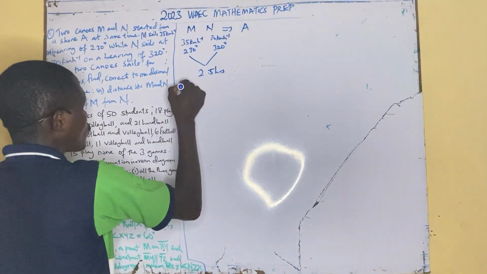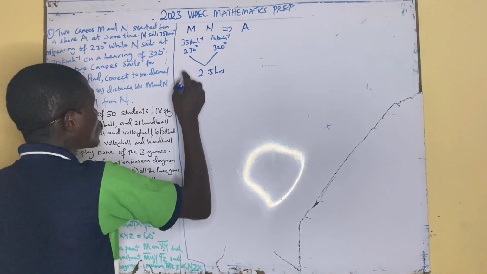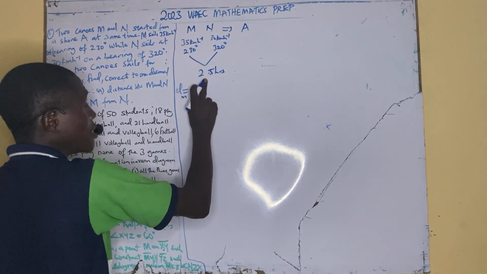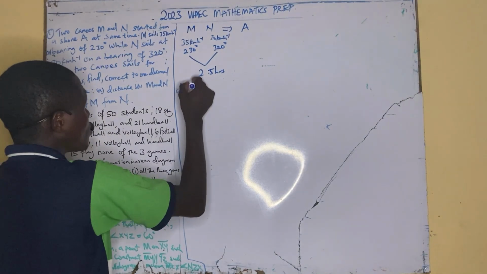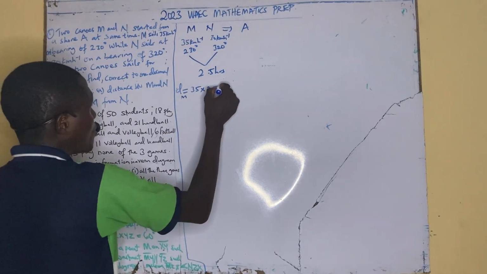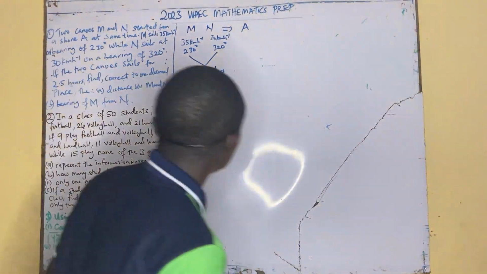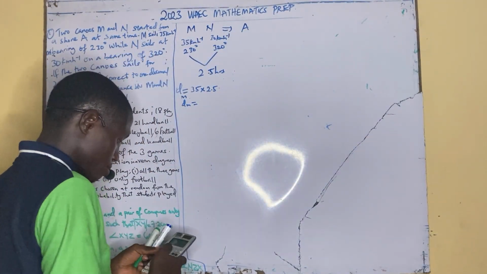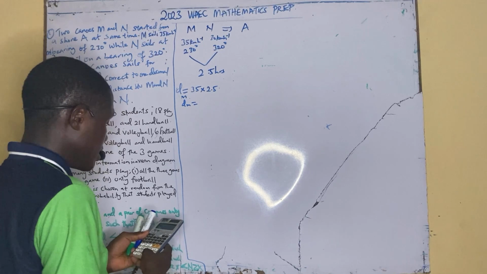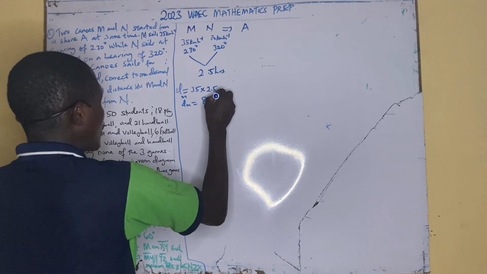Now what I'm going to do is change the subject to distance, D. The distance for M is going to be the speed times the time, which is 35 times 2.5. So what will that give us for DM? Because 2.5 is the time given to us, we have 87.5 kilometers.